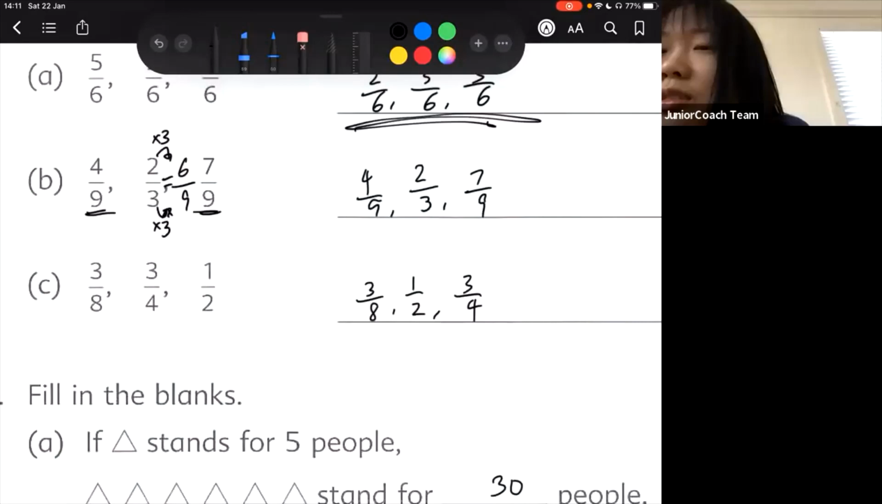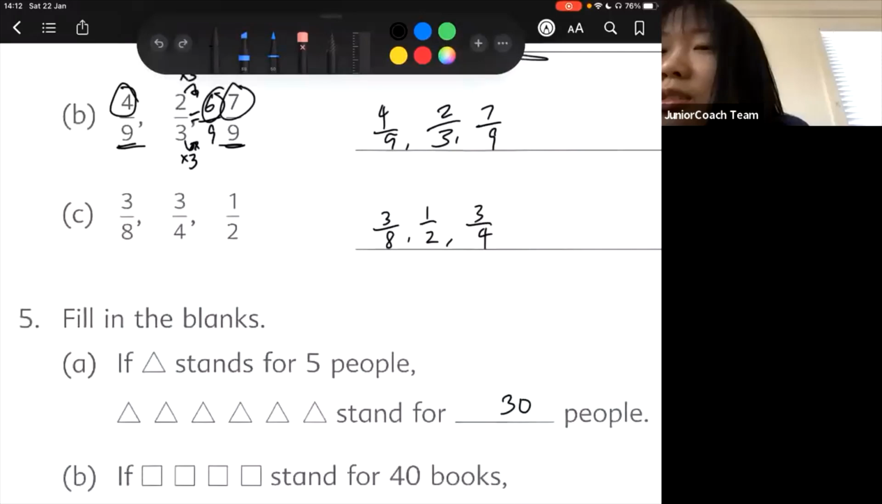So then from here on, we just compare the numerators, and we get 4, 6, and 7, and we just arrange that in ascending order. You can't write 6 out of 9 here because that's not what the question asked. So you have to write 2 out of 3. You have to convert it back into its original form.